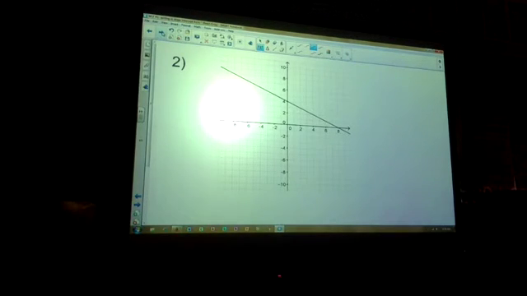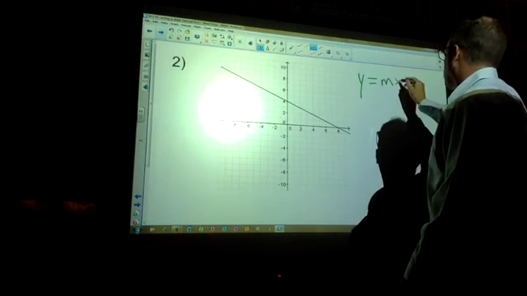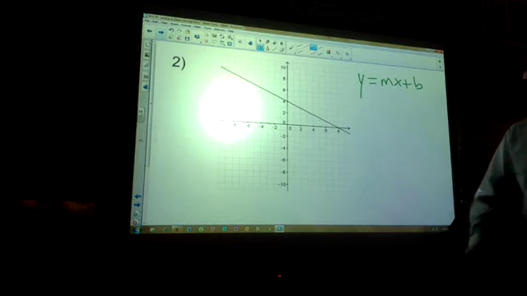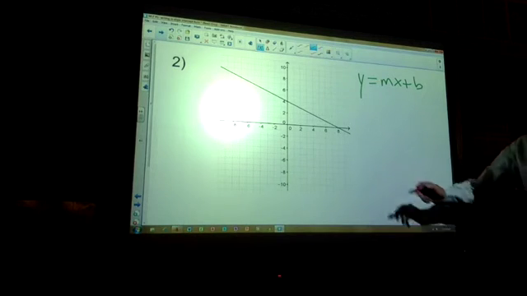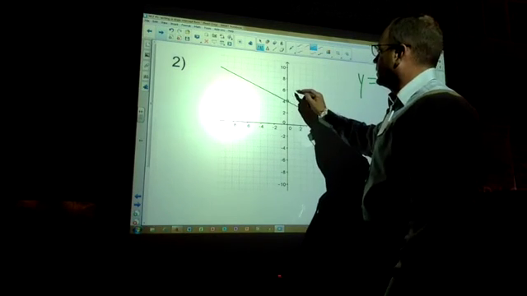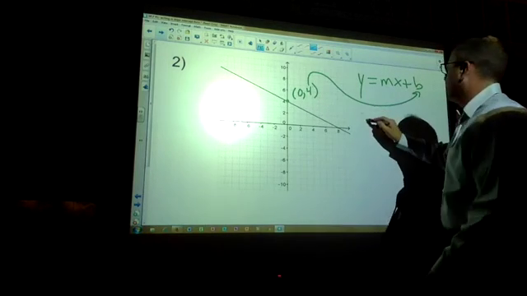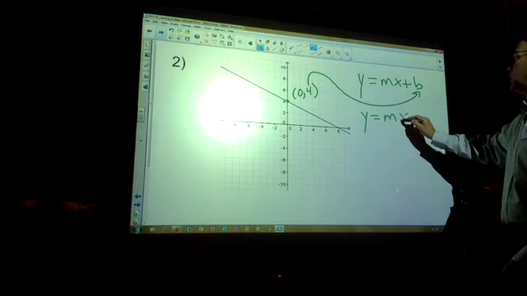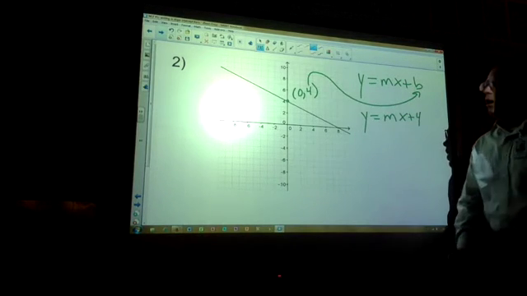Okay. So again, we want to use this, y equals mx plus b. Somebody other than Gentry, tell me where it crosses the y-axis, because Gentry's got this. 4. So what point is this? 0, 4. So that's my b value. My b value goes right here. So I have y equals mx plus 4. Hey, why is it positive 4? Because it crosses above the x-axis. There's a positive number. Okay?